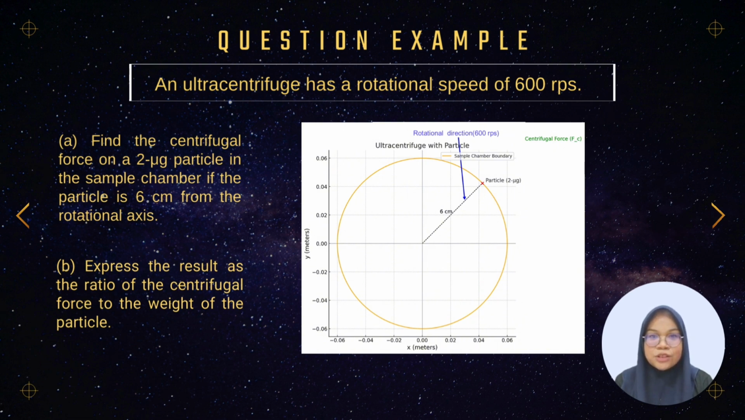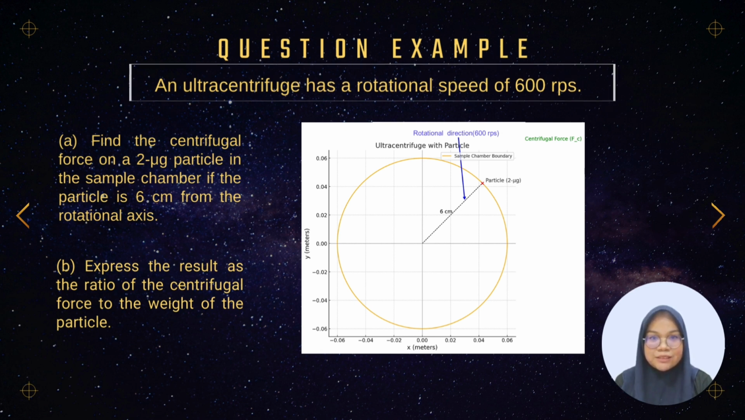An ultracentrifuge has a rotational speed of 600 revolutions per second (rps). A. Find the centrifugal force on a 2 microgram particle in the sample chamber if the particle is 6 centimeters from the rotational axis. B. Express the result as the ratio of the centrifugal force to the weight of the particle.